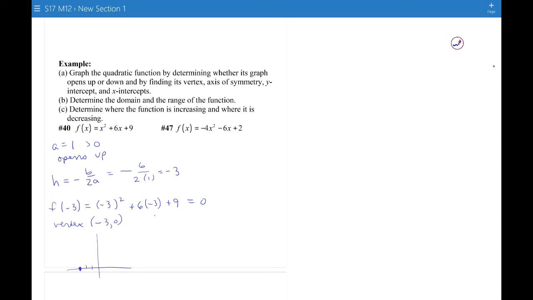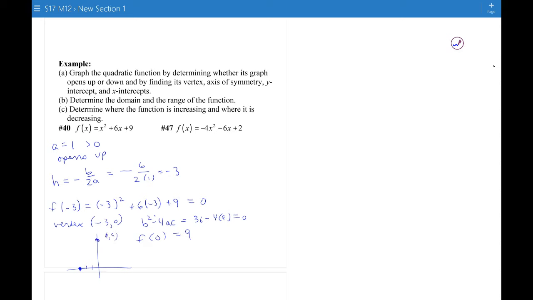And then that's the only x-intercept, right? Because b squared minus 4ac is 36 minus 4 times 9 is 36, so equals 0. So there's only one x-intercept. So then the y-intercept we find by doing f of 0, which is going to be 9. So the point 0, 9 will be on the parabola.